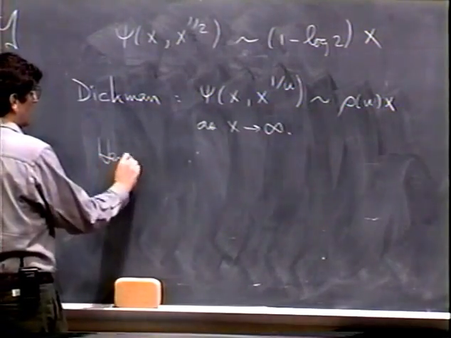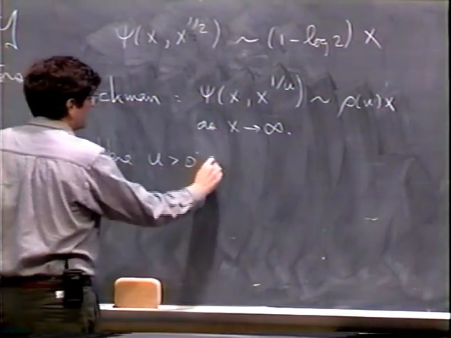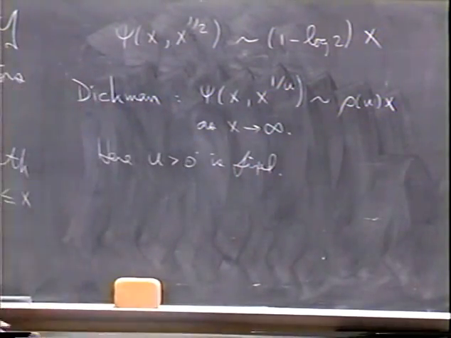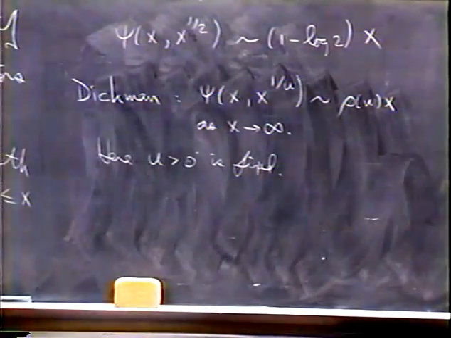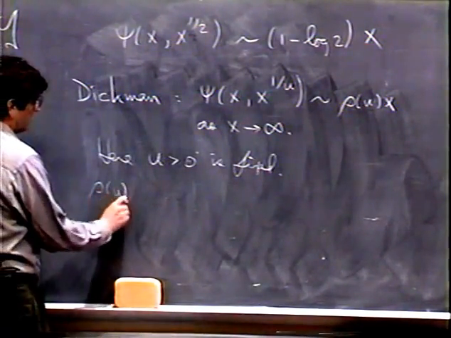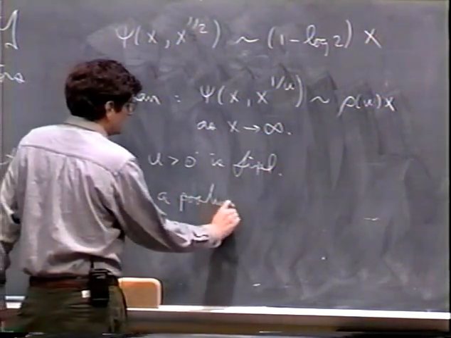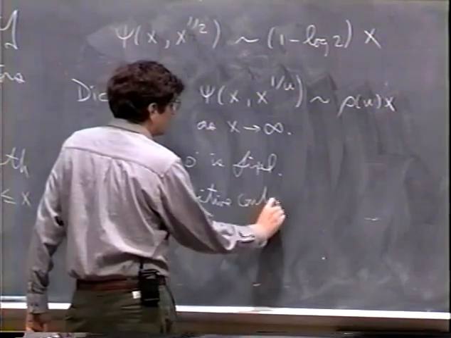Here, u positive is fixed. So rho of u is a positive continuous function of u.